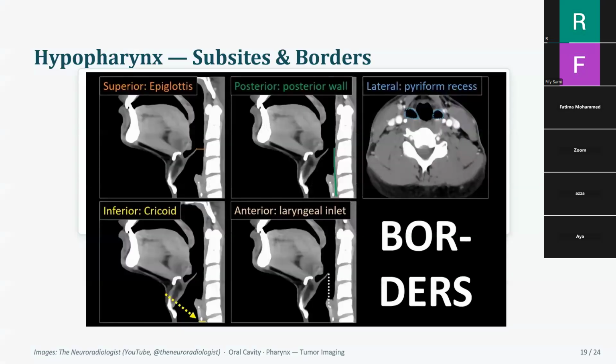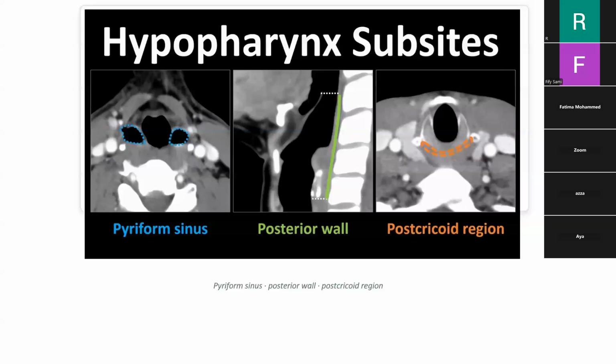So with that level-by-level overview in mind, let's break the hypopharynx into its main subsites and borders. The borders: superiorly the epiglottis, inferiorly the cricoid, posteriorly the posterior pharyngeal wall, laterally the piriform recesses on both sides, and anteriorly the laryngeal inlet. Now we can say that the hypopharynx has 3 components: piriform sinuses, posterior wall, and postcricoid region. Let's talk about each one.